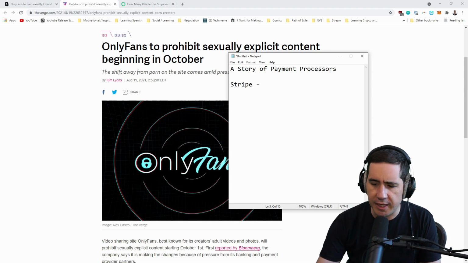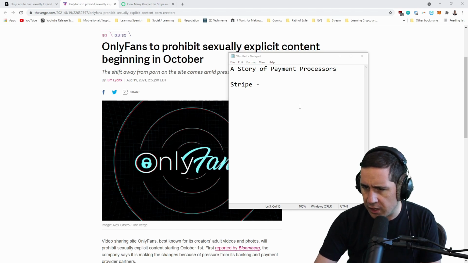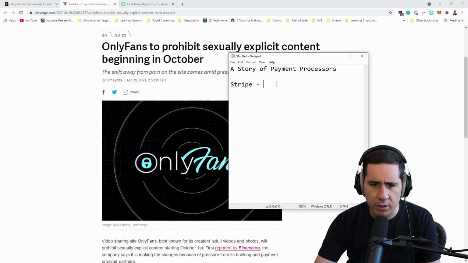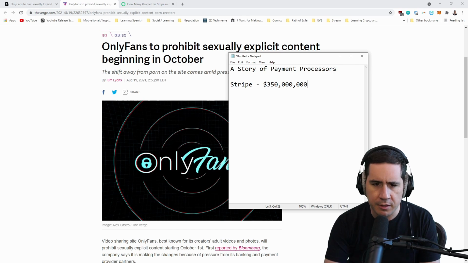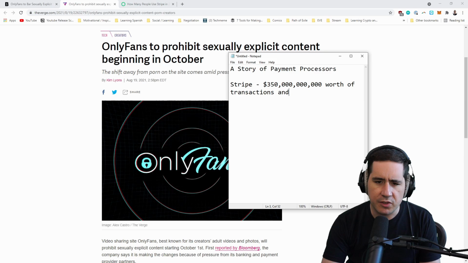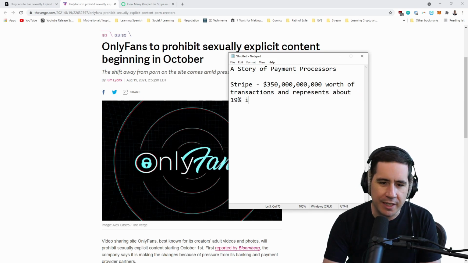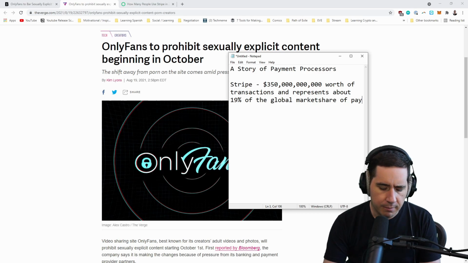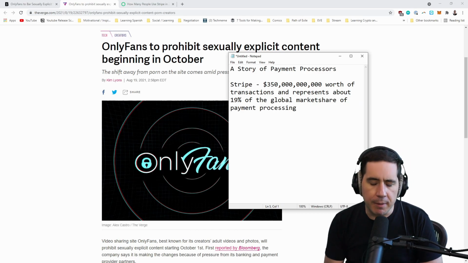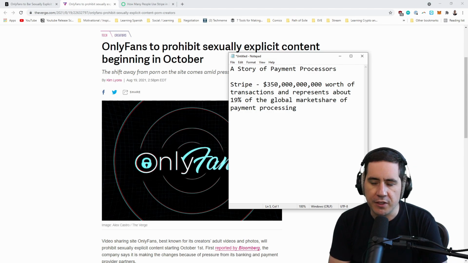Stripe is a company that does about $350 billion worth of transactions and represents about 19%-ish of the global market share of payment processing. Payment processing is a complex and difficult thing to do, and almost every company needs to outsource it.